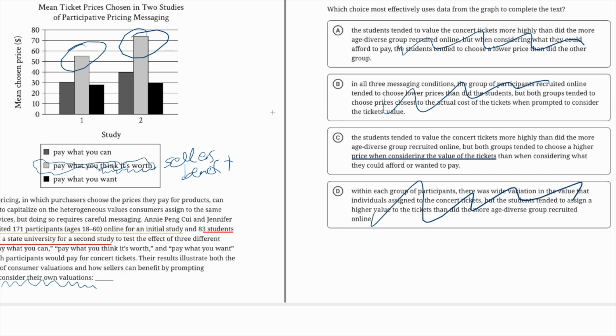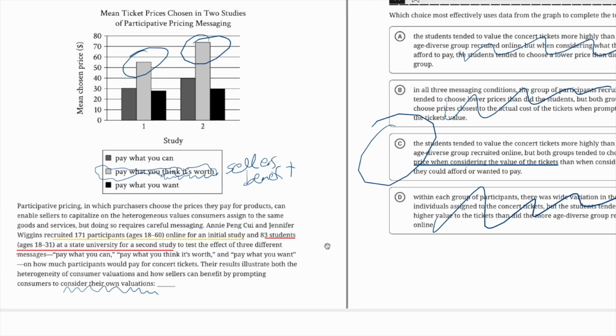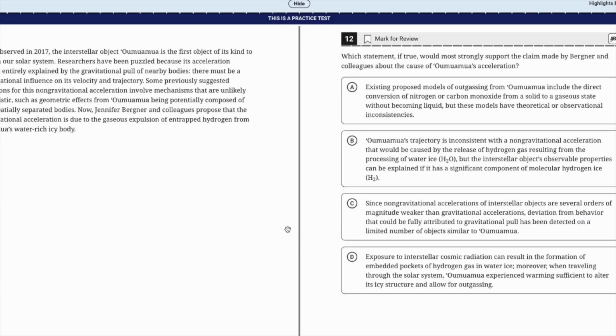Yeah, it has to say something about the pay what you think it's worth being more, that they paid more, because that's going to benefit the sellers. They're going to get more money. So 11 should be C.